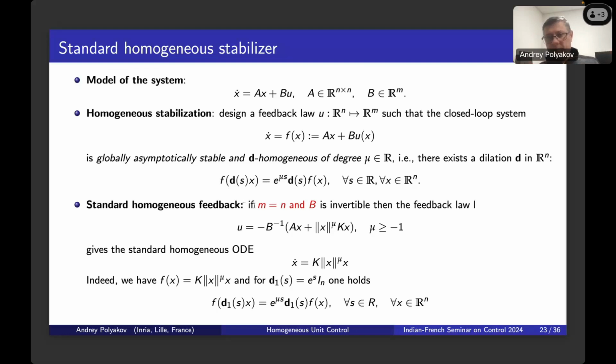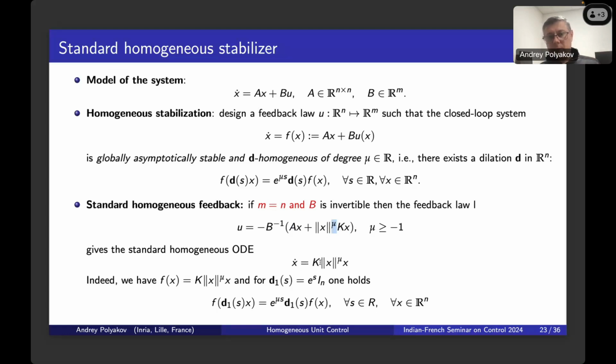So if we have the condition which you have already seen before, if we have M equals N and matrix B is invertible, then this design can be based on the standard homogeneity. We can just select the control U in this form: one term which rejects the linear part of the system, and another term which gives us homogeneity for the closed loop system of the desired degree. So with such a selection, we will have a standard homogeneous ODE in closed loop.